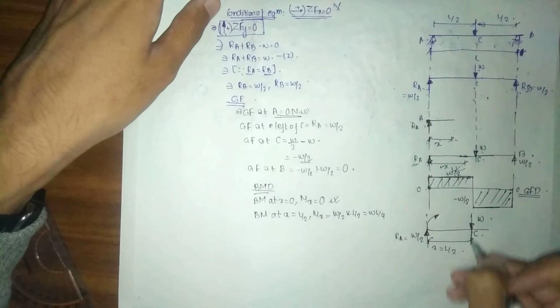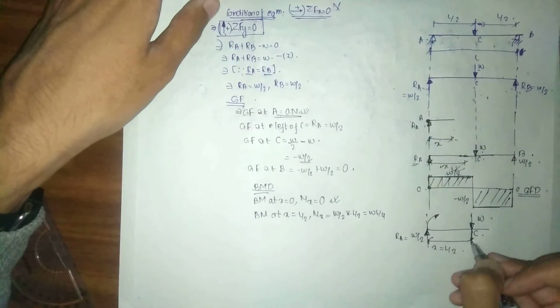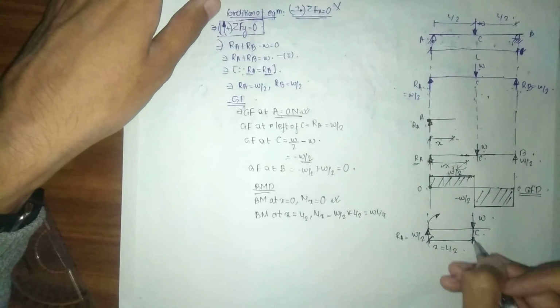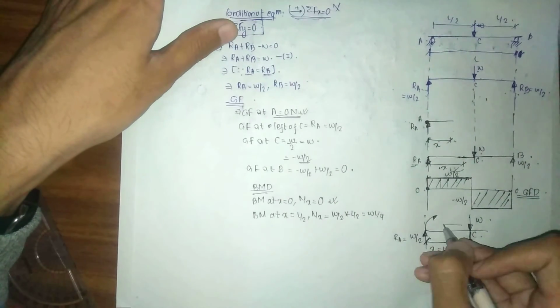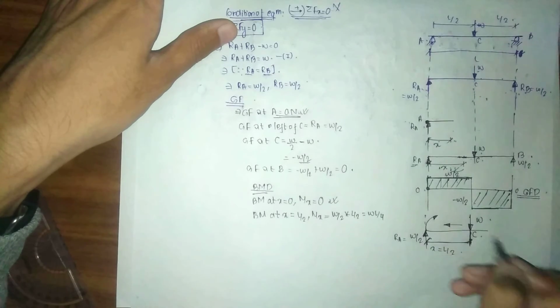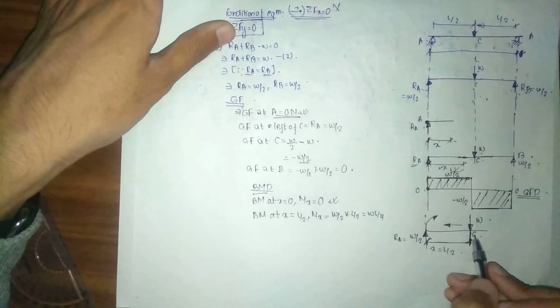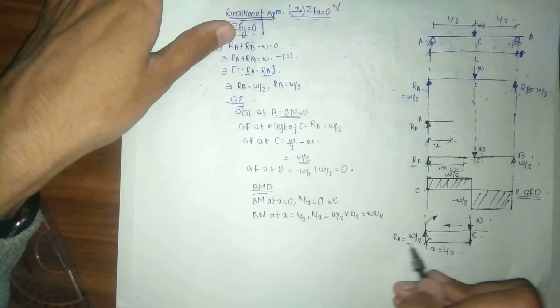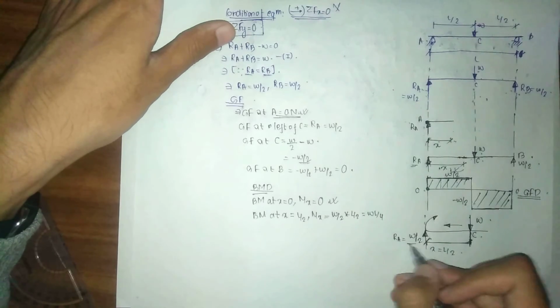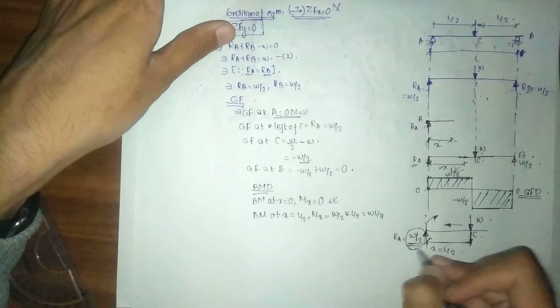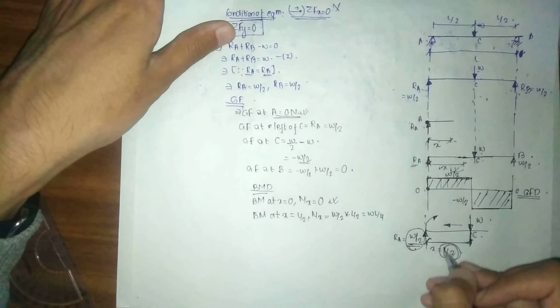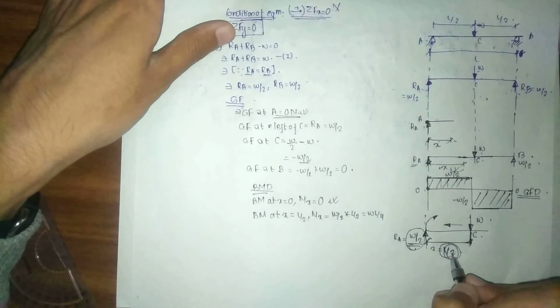I haven't yet reached C. I have reached C at x equals L by 2, and I am looking at forces left of it. So as I explained in the definition, I need to see the force left of C, which is W by 2, and in order to calculate this moment, I need to multiply force with the span, with the length, W by 2 into L by 2, which is WL by 4.